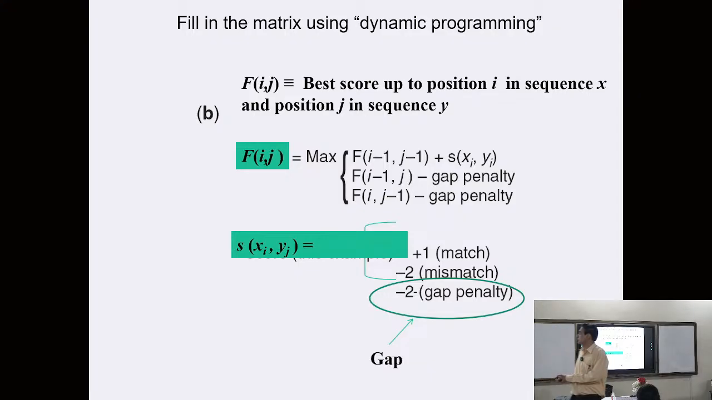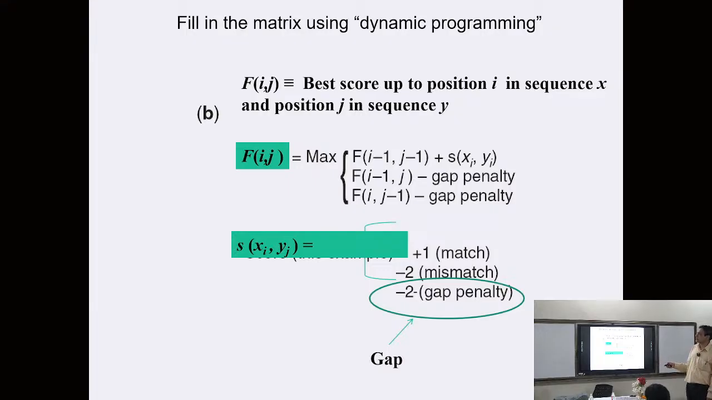So you have these three values that will be computed, and then you select the best out of these three, and best is the maximum. Let's consider that the scores are as follows. For match it is plus 1, for mismatch it is minus 2, for gap it is minus 2. So just a very simple scoring scheme. We are going to use this.